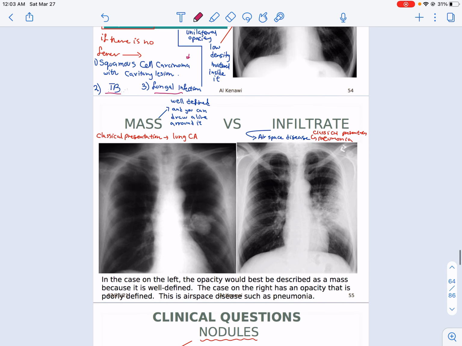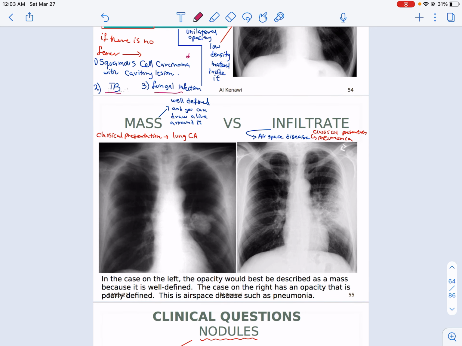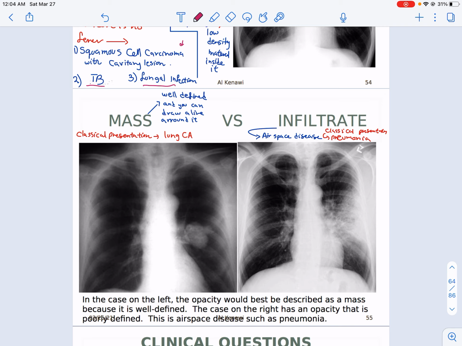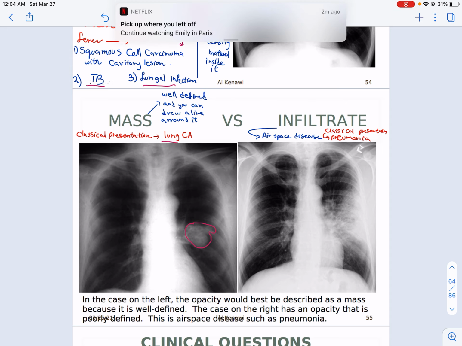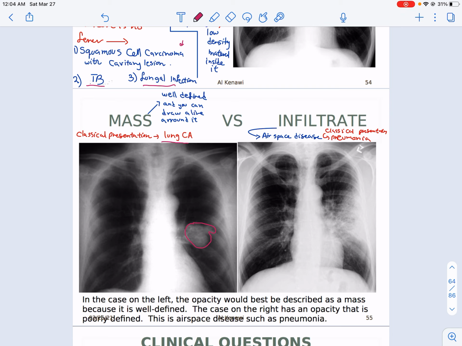Okay. This is basically comparing between a mass and an infiltrate. So as soon as you see a mass and this mass is well defined and you can draw a line around it, like we just did, straight away this is a classical finding for lung cancer, unless there is another differential or another history. Infiltrate or airspace disease, the classical finding, as soon as you see it with the patient history, it's most likely going to be pneumonia. Okay.